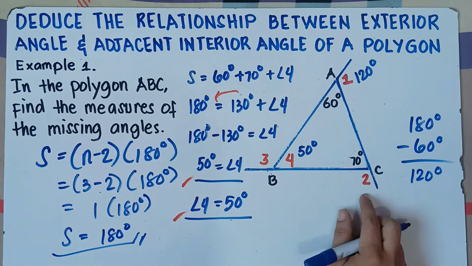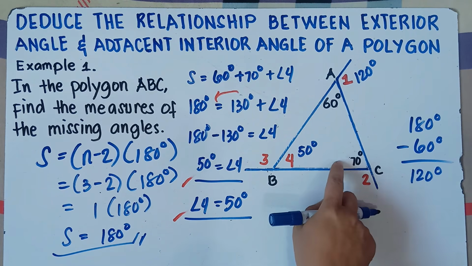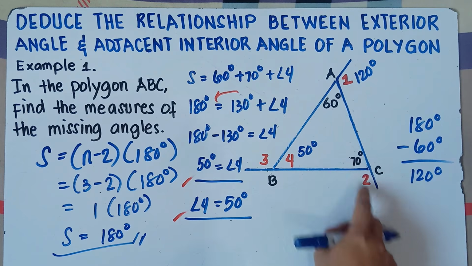Now, how about this one, class? Angle 2. What would be the measure of angle 2? If you add angle 2 plus 70 degrees, it should be equal to 180 degrees.